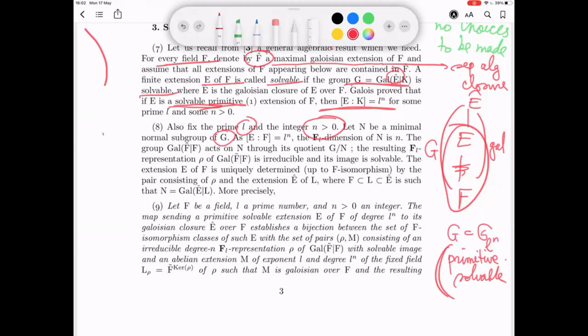So what is being done here? Suppose you have E over F. Then you get this G, which is the Galois group of E over F, right? From this, you get N, which is a minimal normal subgroup. So what is a minimal normal subgroup? Normal subgroup you know, but it's called minimal if it's a normal subgroup such that no proper subgroup of N is normal in G.